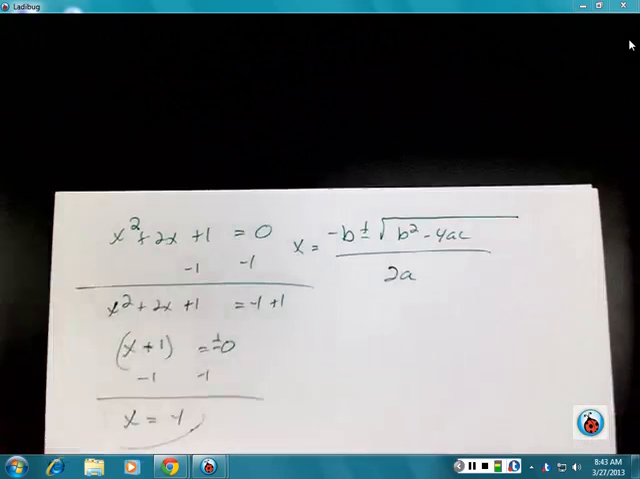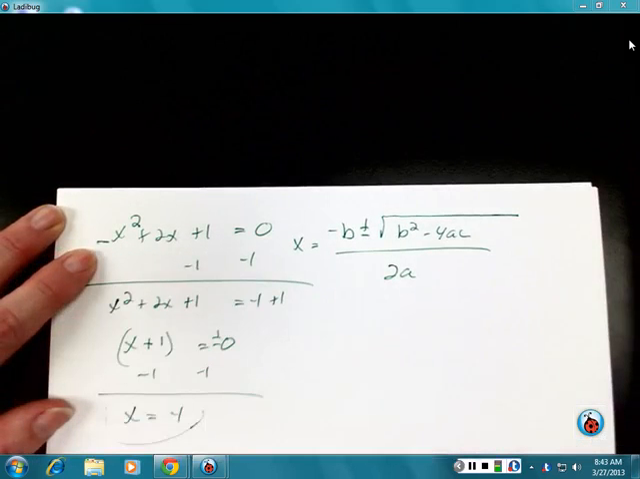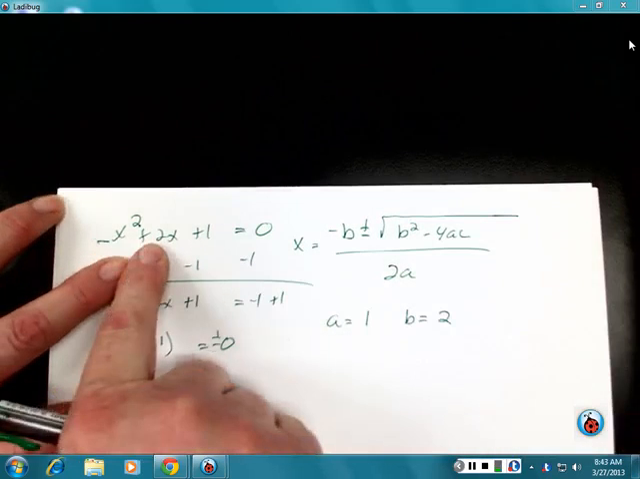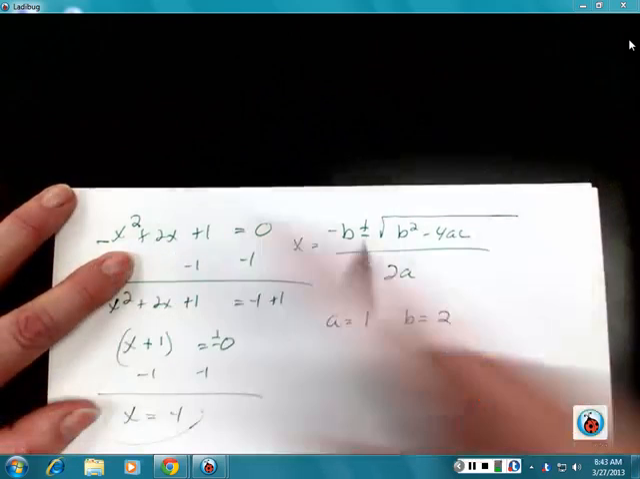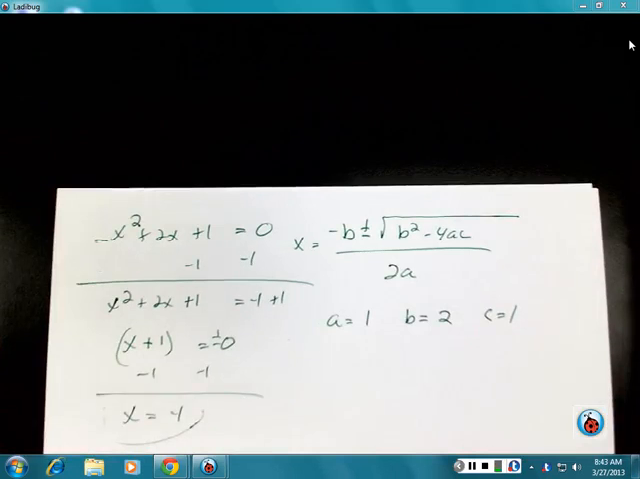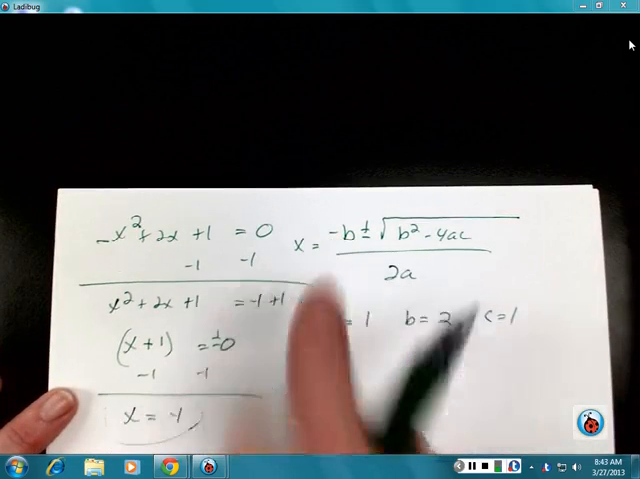So if I go back to this problem, a is what's in front of the x squared, so my a is equal to 1. My b is equal to 2, because that's the middle term, and my c is equal to 1. And so then if I plug it all into this formula, this negative in front of b is a negative 1.